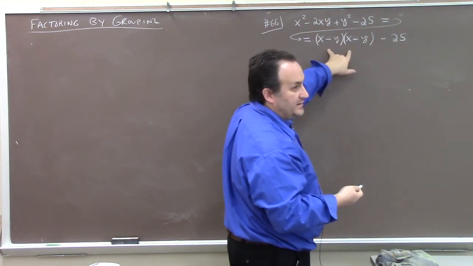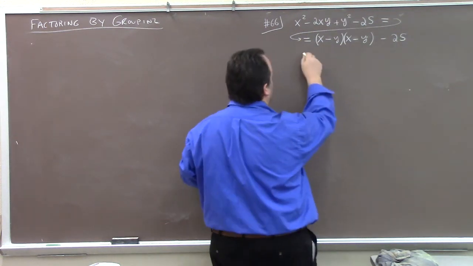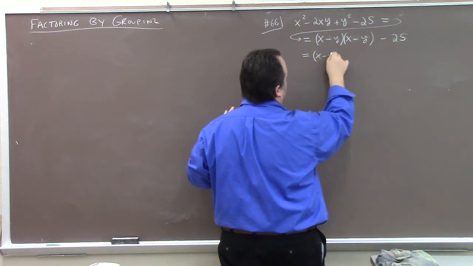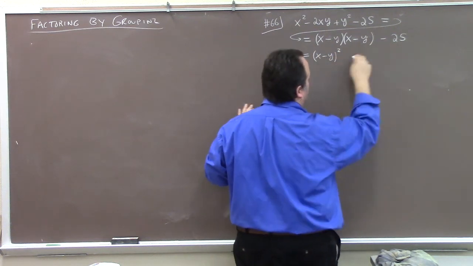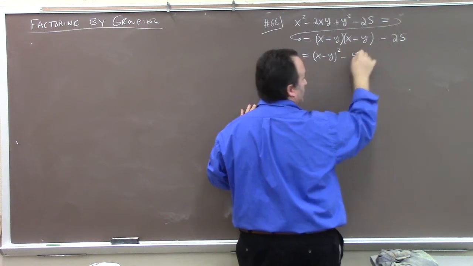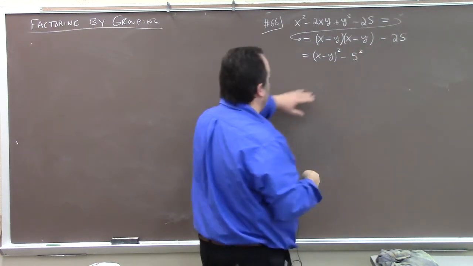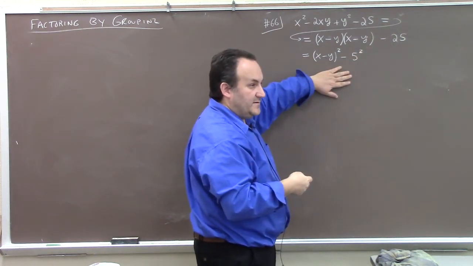Hey, so we got it. Well, we're not done yet. We can do a little bit better. This is x minus y squared. And let me write that 25 as 5 squared. Now you can recognize, aha, difference of squares.